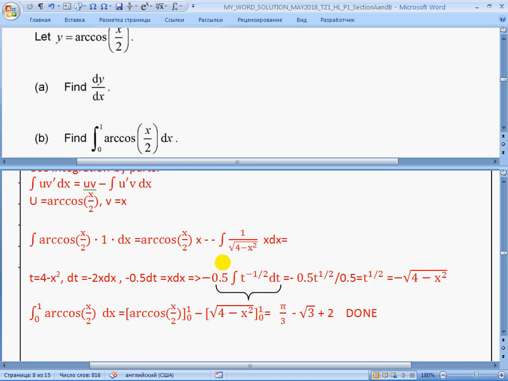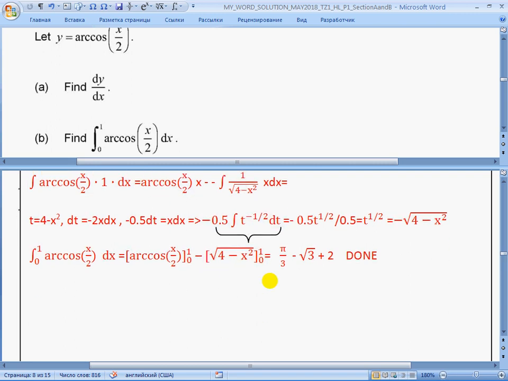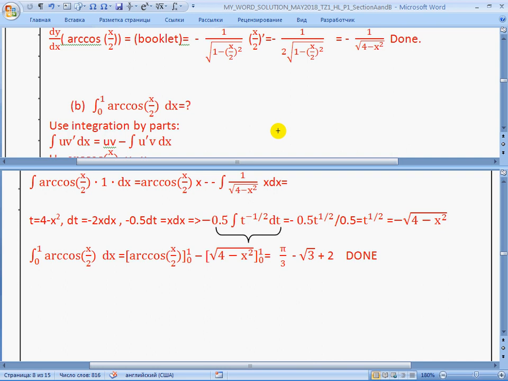So we replace 4 minus x squared with a new variable t. So dt will be minus 2x dx. Minus 0.5 dt will be x dx. So x dx can be substituted with minus 0.5 dt. Then we have the integral of an exponent. We add 1 and then divide by the new exponent, so we get this expression. So we found this integral. We know the indefinite integral, so we can put boundaries and find the value. So this question is done.